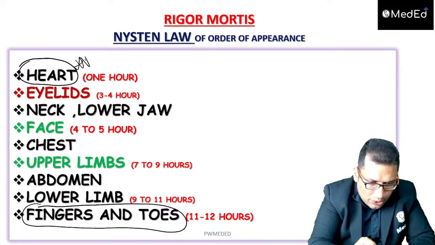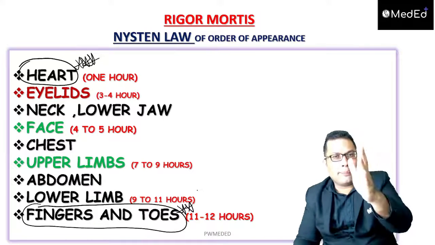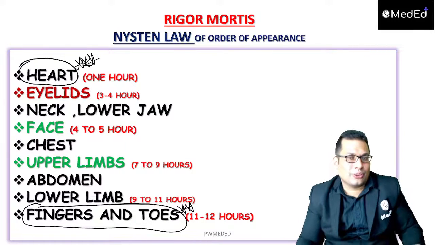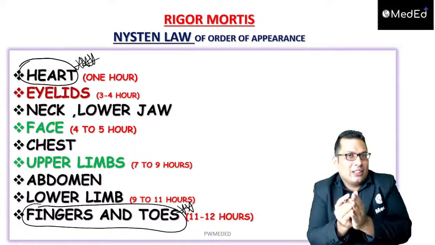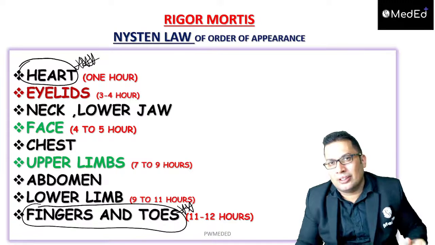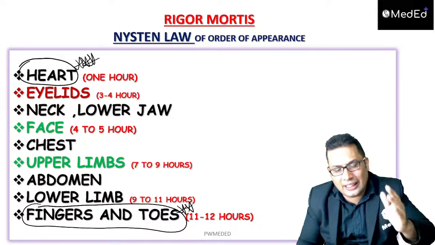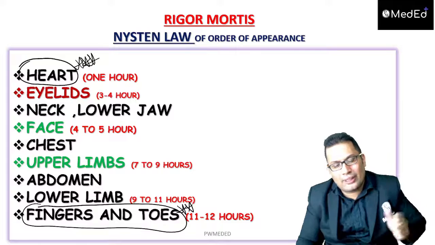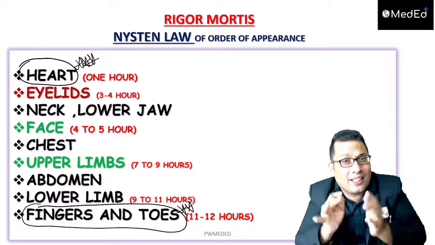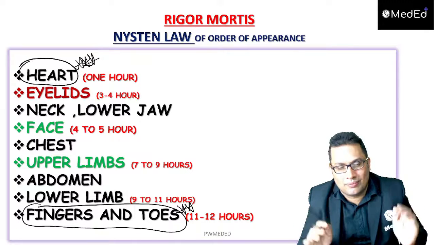These two are very important MCQs. Opening batsman is the heart. Last batsman, fingers and toes. This is the NExT law. Remember, it disappears in the same way. First it disappears in the heart, then the eyelids, then neck, face, chest, upper limb, abdomen, lower limb and fingers and toes. This rule of order of appearance and disappearance is known as the NExT rule.